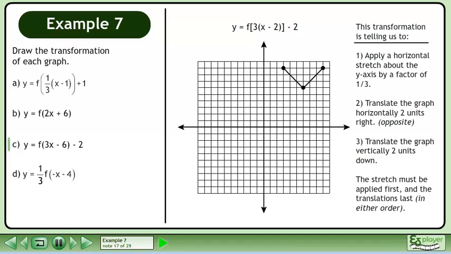This transformation is telling us to 1. Apply a horizontal stretch about the y-axis by a factor of 1 over 3, 2. Translate the graph horizontally 2 units right, and 3. Translate the graph vertically 2 units down. The stretch must be applied first and the translations last, in either order.